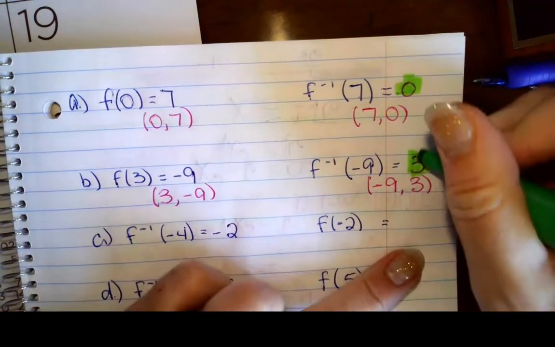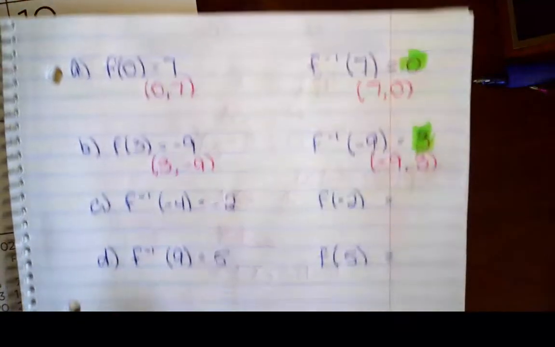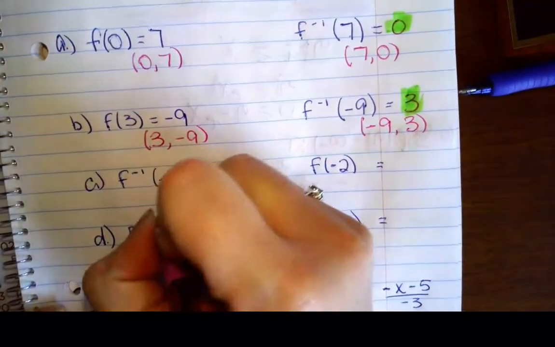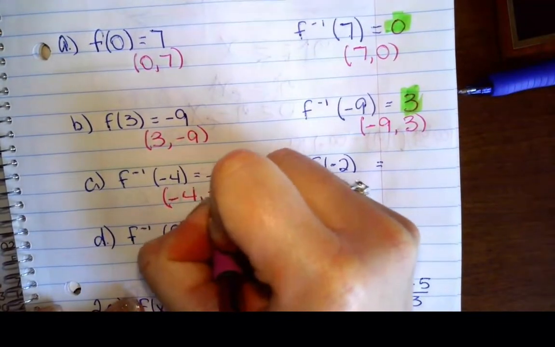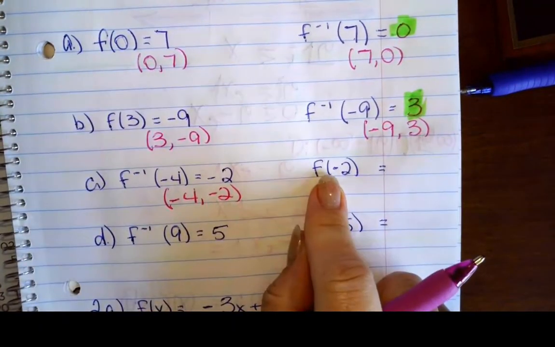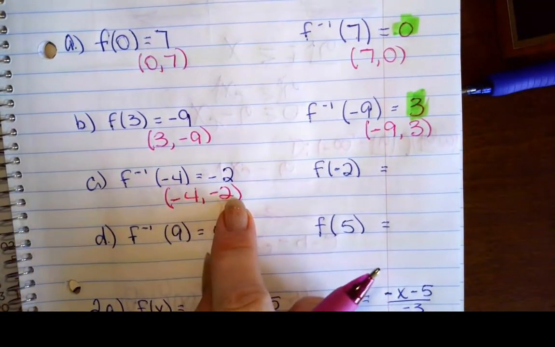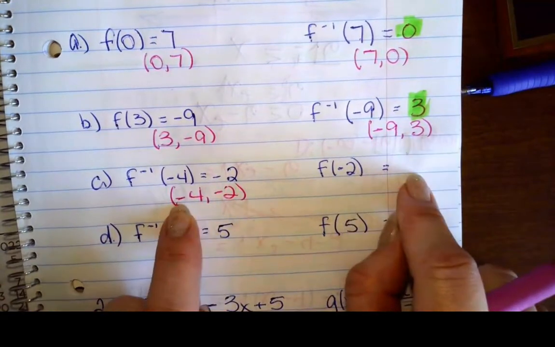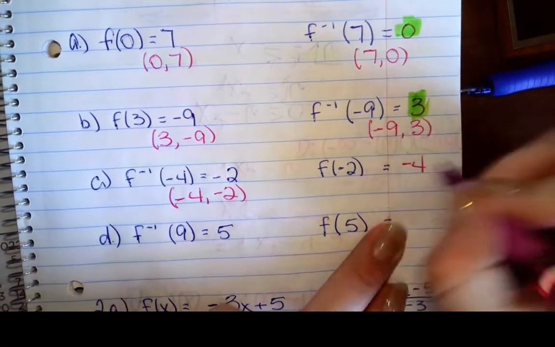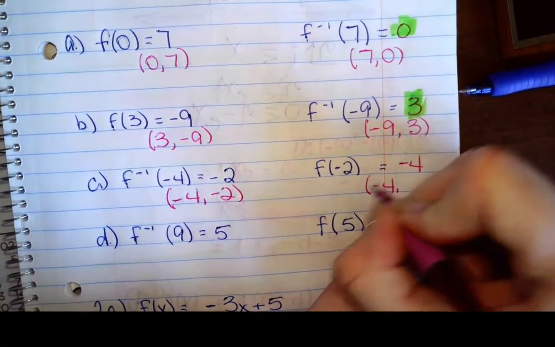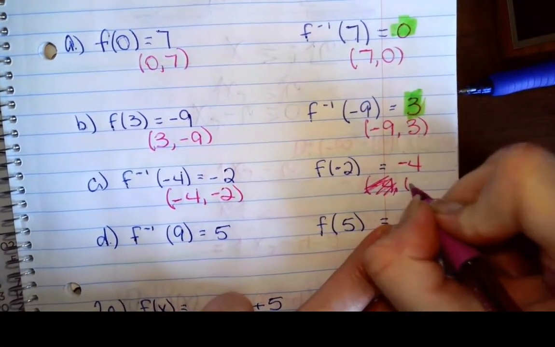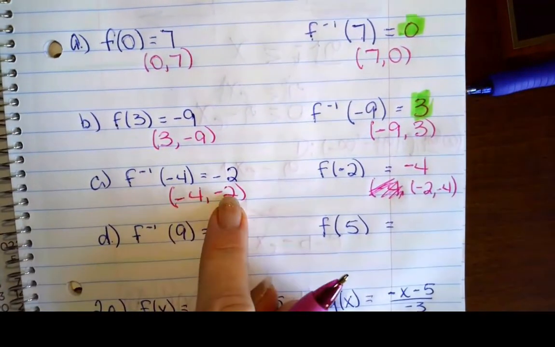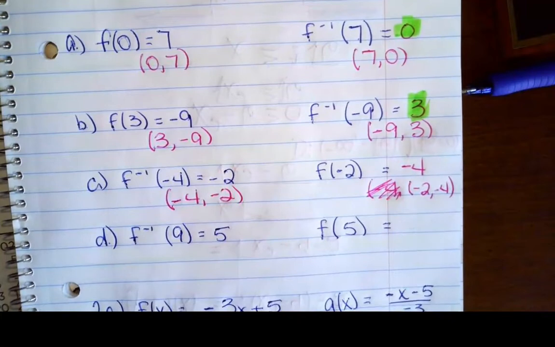So looking again, what I have is the point on my inverse is negative 4, negative 2. So this point is on my inverse. Well, then what point is on my original? I flip-flop my x's and y's. So given that x is negative 2, what would my y be? My y would be negative 4, because the point negative 2, negative 4 is on the original. If the inverse has negative 4, negative 2, then the original had negative 2, negative 4.